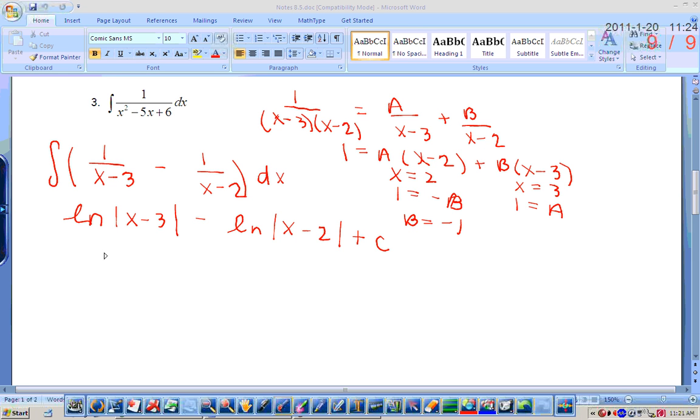The back of the book is probably going to use one of your natural log properties and write this as the natural log of x minus 3 over x minus 2. And you can either put absolute values around both the top and the bottom, or you can just put one set of absolute values around the whole thing. If you don't want to, then that's fine, but I'll take off.